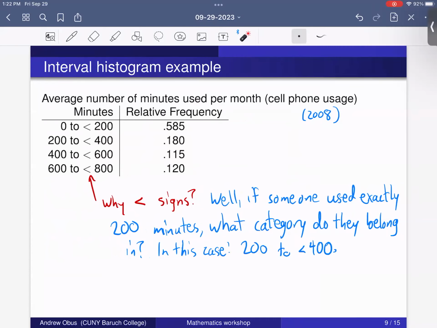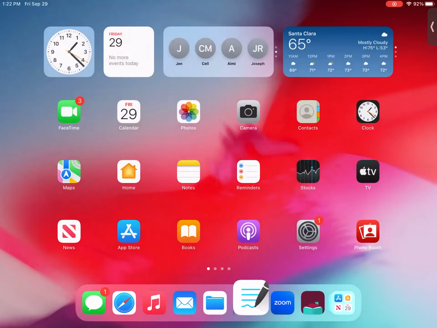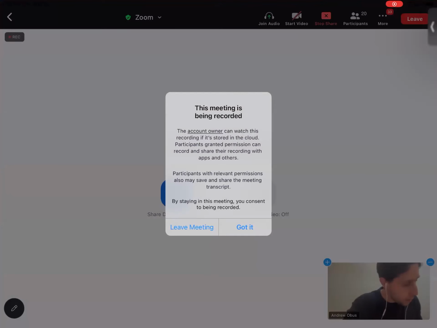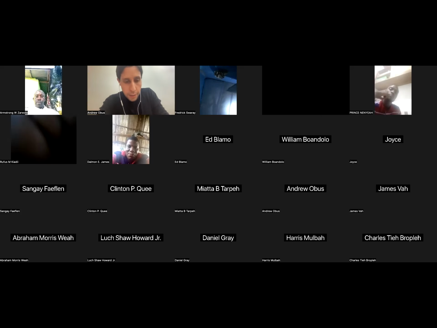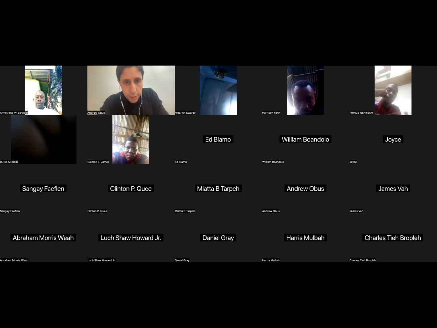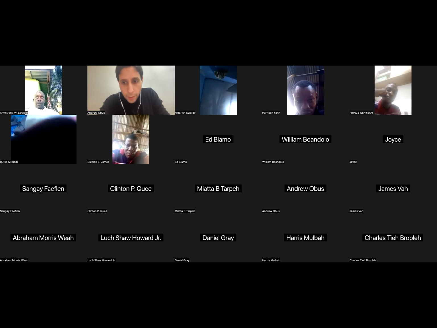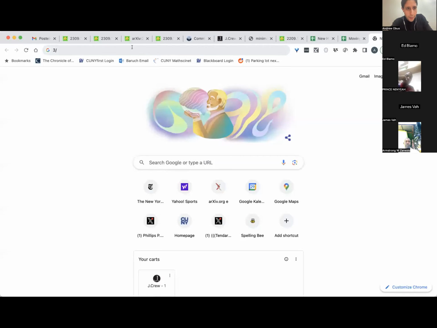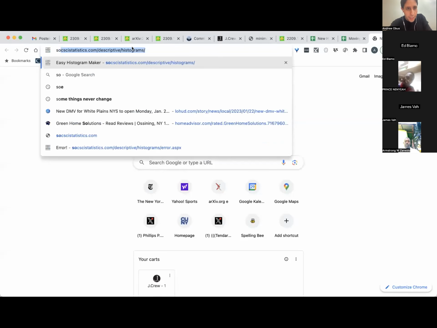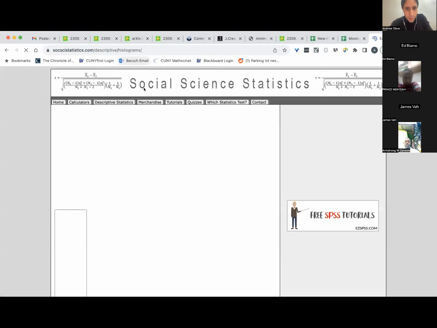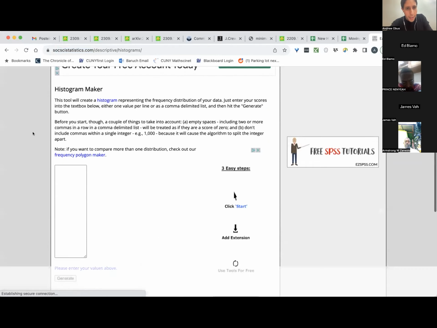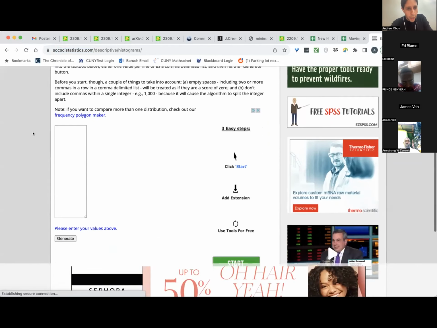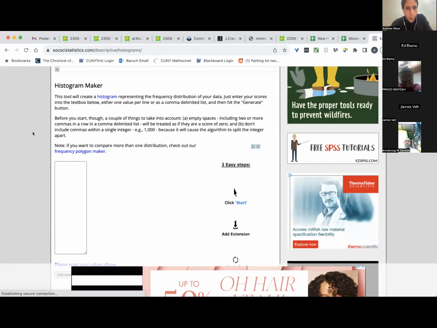Okay, so let me stop my share here. Got it. Stop the share. Okay, so let me share my other screen here. This is the website that was on one of the earlier slides, the social science statistics descriptive histogram. This is called a histogram maker. And so you need to put in your, oh, you know what?